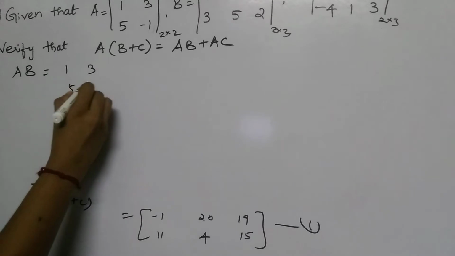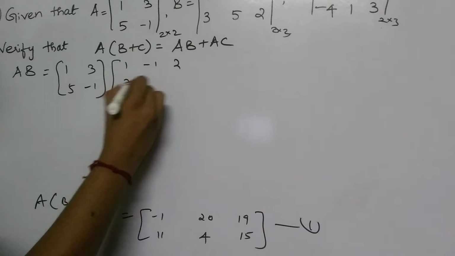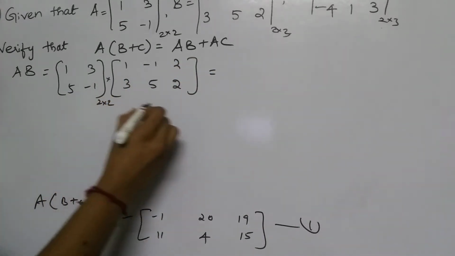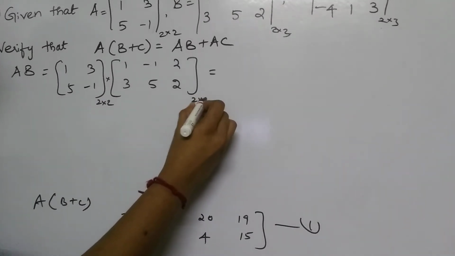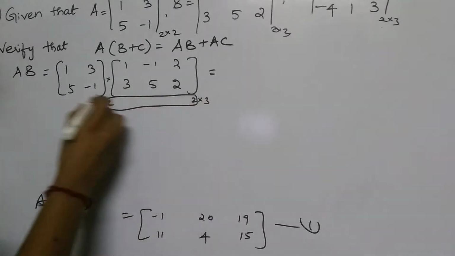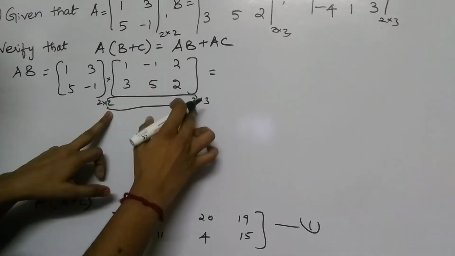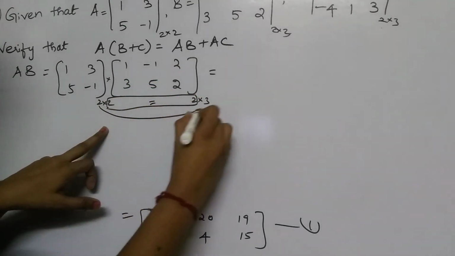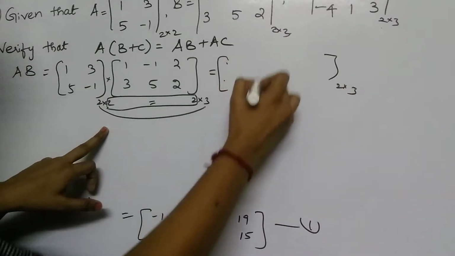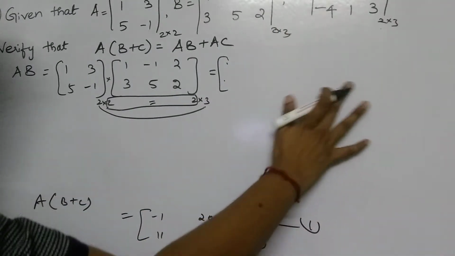1, 3, 5, minus 1. Product with B. 1, minus 1, 2, 3, 5 and 2. So is the product possible or not? This is a 2 by 2 matrix. B is again 2 rows, 3 columns. Here the column of the A matrix and the row of the B matrix are both equal. So the resulting matrix will be of order 2 by 3. That means 2 rows and 3 columns. So that only you are going to fill up now. Okay.